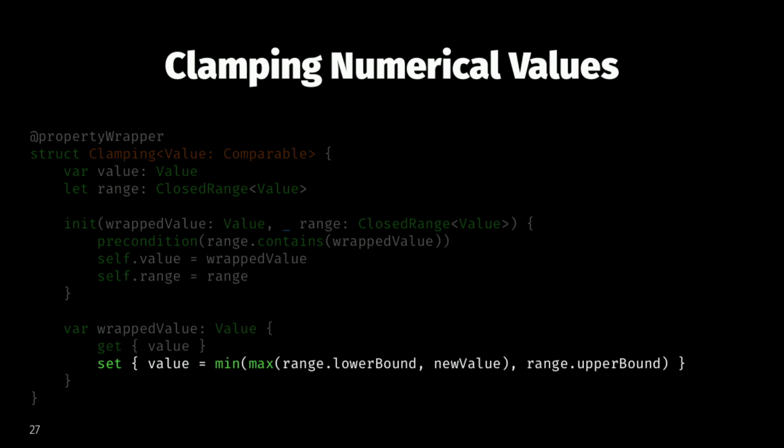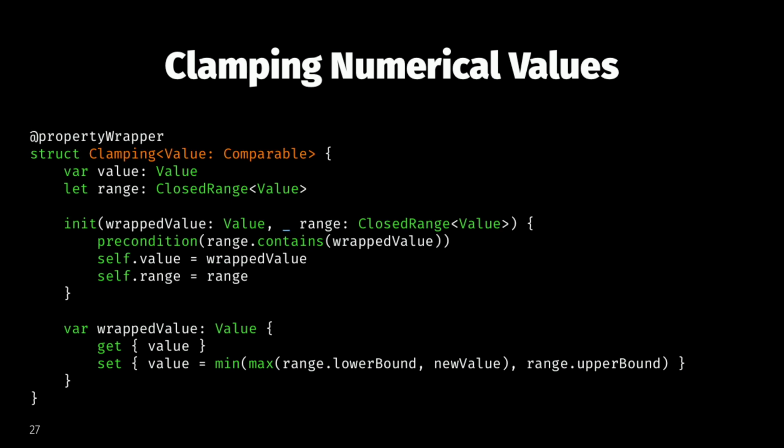And the setter, this is where we implement the behavior that we want to have, meaning we want the value to be clamped inside an interval. So this is where we implement the logic of saying, I don't want my value to be above the upper bound or below the lower bound. So the min and max logic is inside the setter. And basically, that's it. That's how you implement a property wrapper.